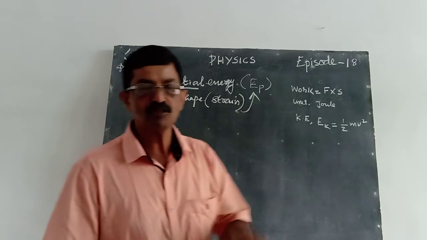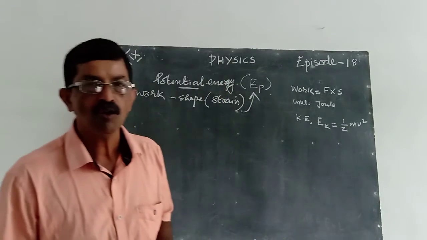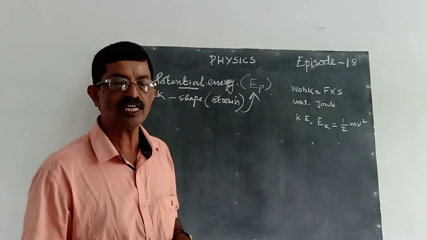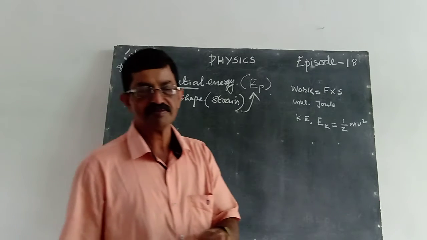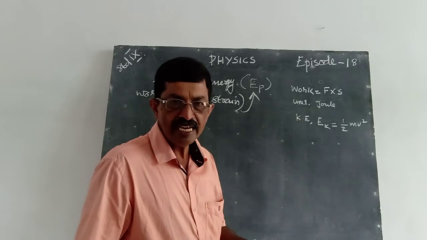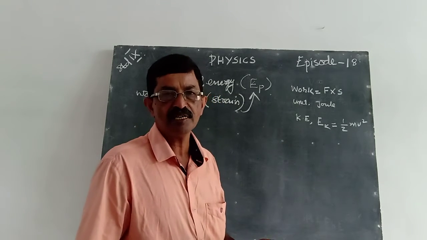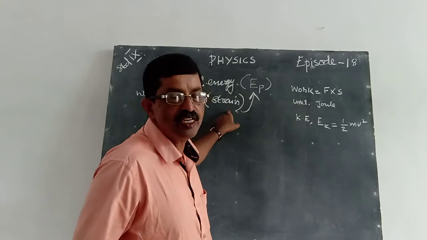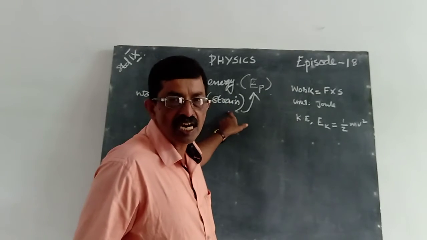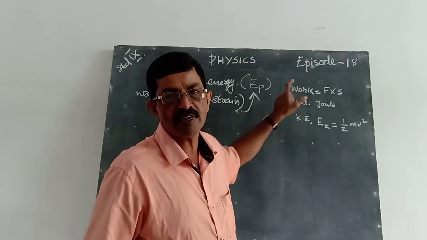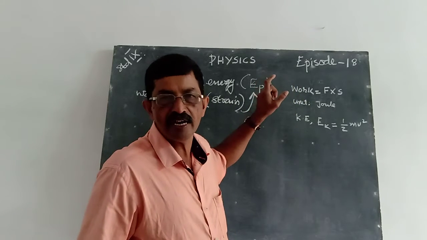We know there are two types of mechanical energy. One is kinetic energy and another one is potential energy. Here the slinky or rubber band attained potential energy due to the strain. How is that energy there? It is due to a certain amount of work that I did on it.